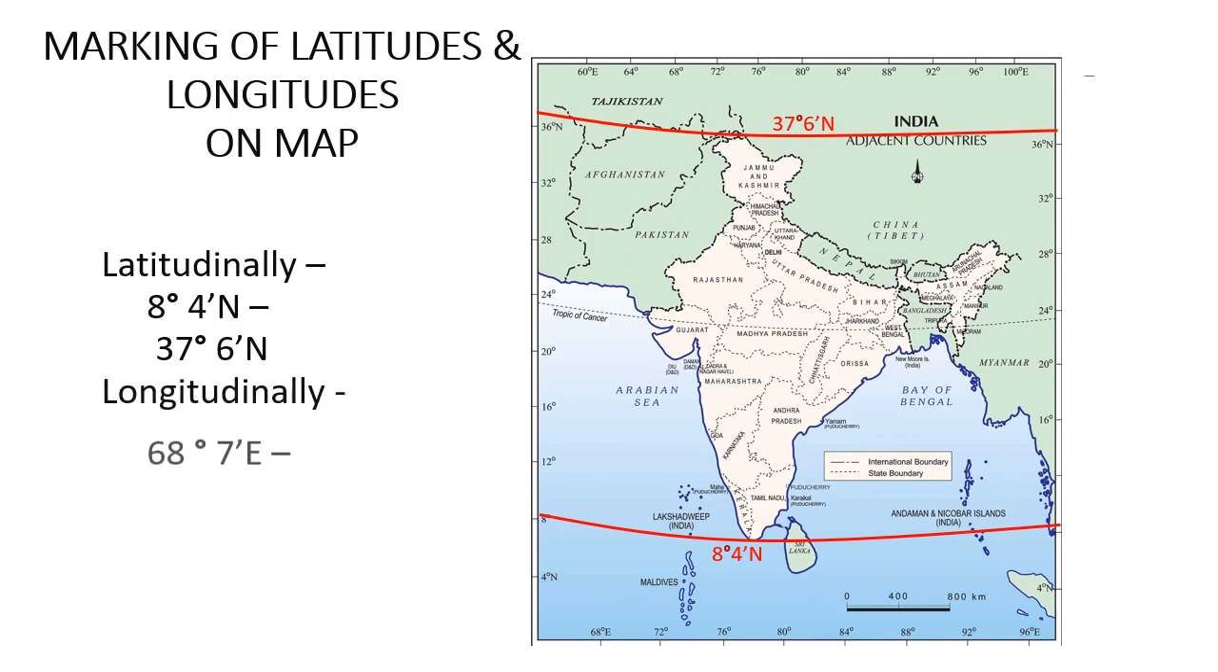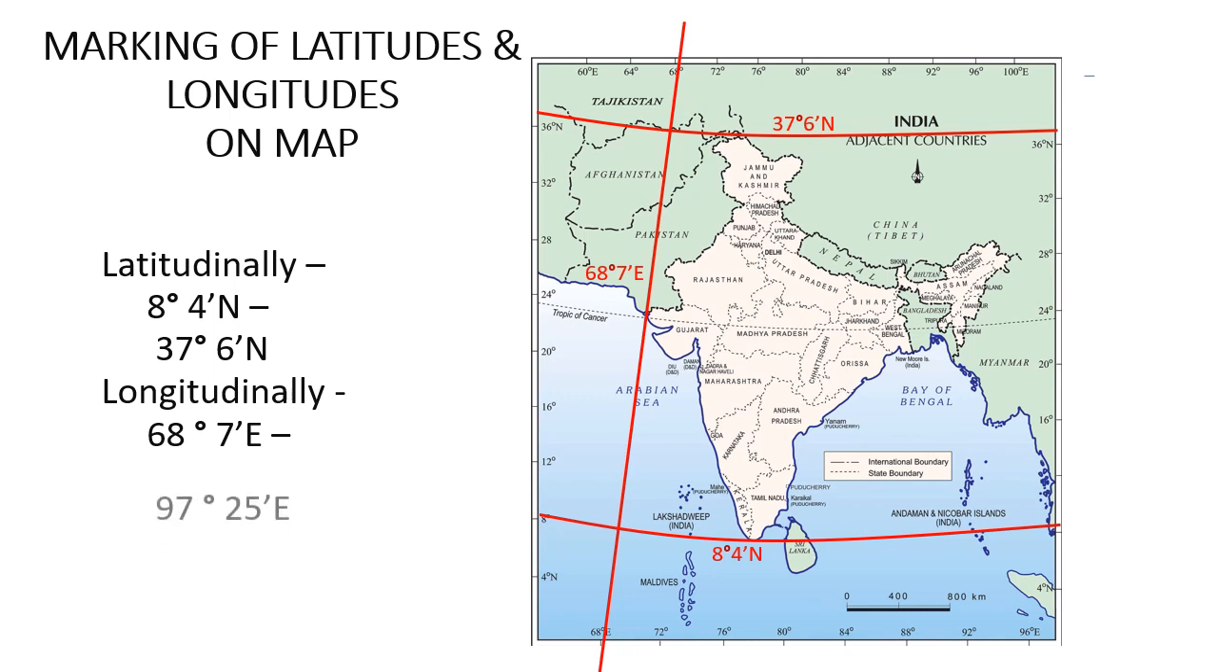Longitudinally, India lies between 68 degree 7 minute east. The line is not exactly perpendicular. It is a little bit slanting due to the spherical shape of the earth. So 68 degree 7 minute east touches the state Gujarat, and 97 degree 25 minute east touches Arunachal Pradesh.